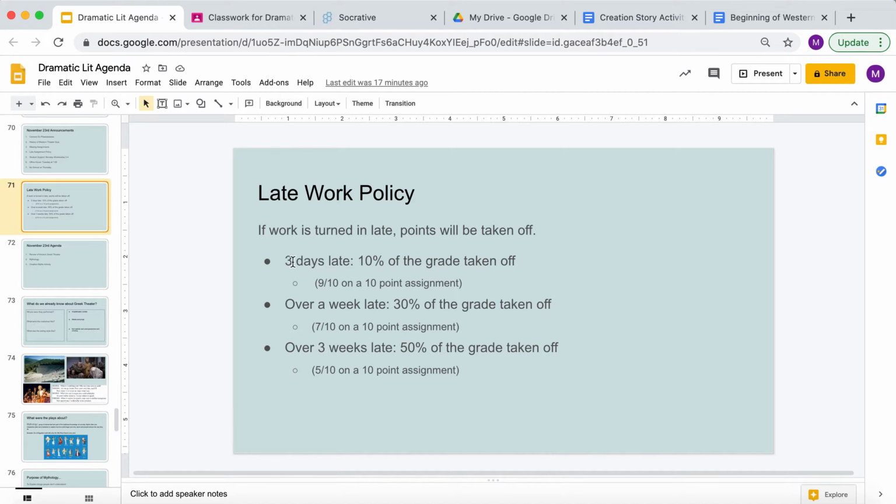So if your assignment is 3 days late, then 10% of the grade is taken off. So if it is a 10-point assignment, then the highest grade you could get is a 9 out of 10. If your assignment is over a week late, then 30% of the grade will be taken off. So if it's a 10-point assignment, the highest score you could get is a 7 out of 10. If the assignment is over 3 weeks late, then 50% of the grade is taken off. So the highest score you could get is a 5 out of 10 on a 10-point assignment.